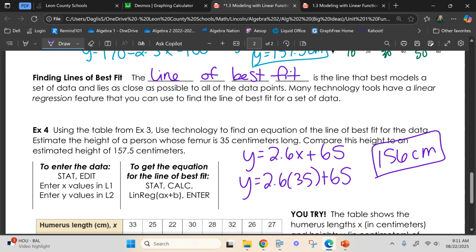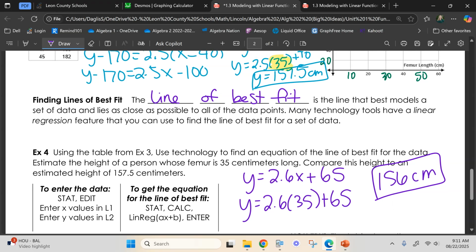What's up? Because it told me. Because we plugged in 35 up here. It wants us to do it again with our new equation and compare our answers. How do you compare? I'm comparing 156 to 157.5. So we were close, right? But our line of fit was technically too much in my answer.